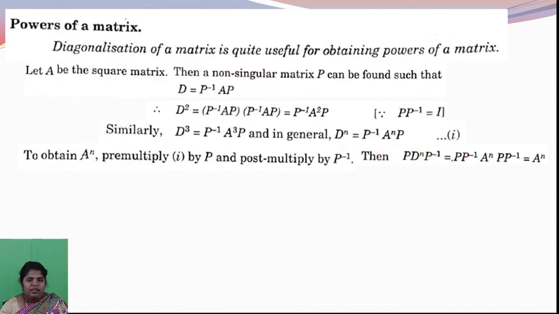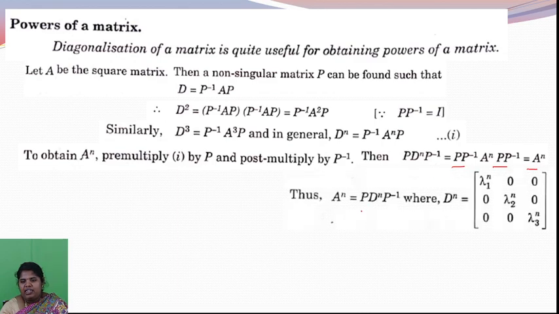Okay. So this gives I matrix and this gives I. So I into A power gives A power n. Therefore, A power n is P D power n P inverse. So this is the value to find the power of the matrix, where D power n is lambda 1 power n, 0, 0, 0, lambda 2 power n, 0, 0, 0, lambda 3 power n.